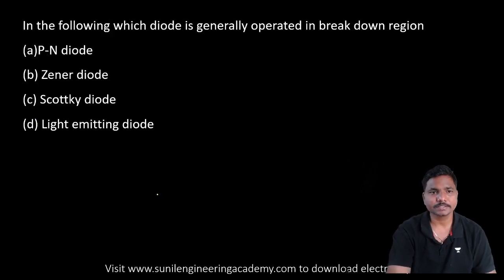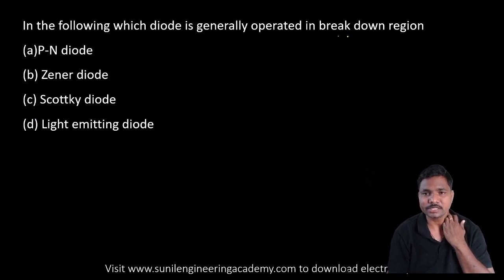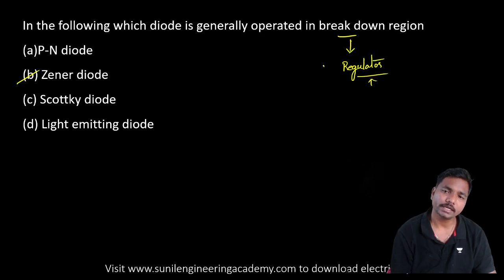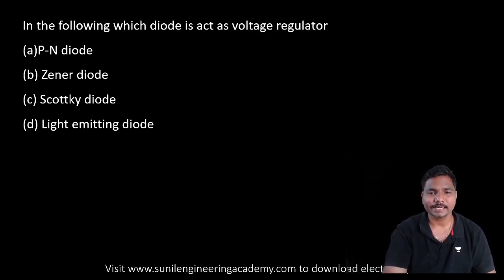Coming to the next question, guys. In the following, which diode is generally operated in the breakdown region? That is Zener diode. Why? Because in the breakdown region, it can act as a voltage regulator. So that's why it is generally operated in the reverse bias breakdown region. Coming to the next one, which acts as a voltage regulator? Just now we have discussed, that is Zener diode.